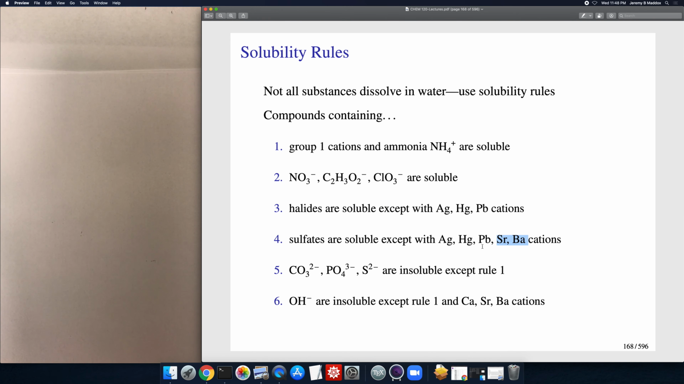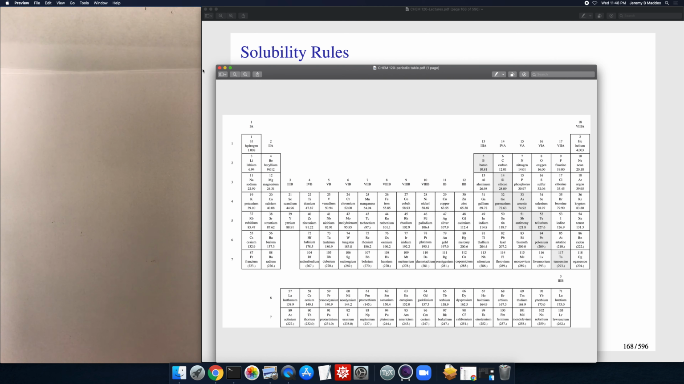Let's see. Here we're flipping over from things that are soluble to things that are insoluble. So if you see a carbonate or a phosphate or a sulfide, these are generally insoluble except when paired with a group 1 cation or ammonium, right? Rule number 1 trumps rule number 5. Okay, so sodium carbonate is very soluble. However, magnesium carbonate is not soluble.